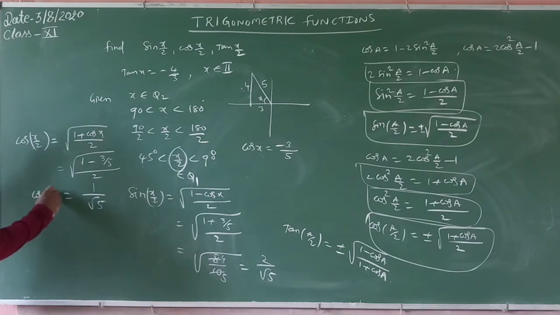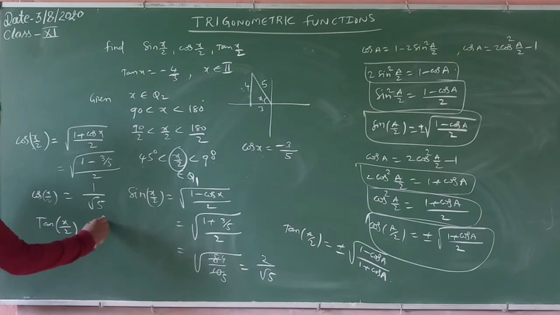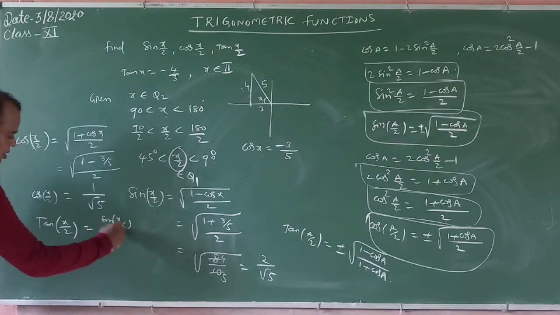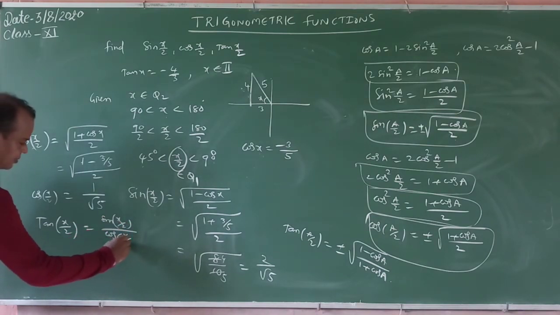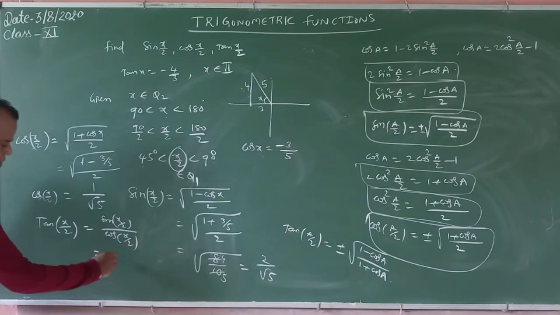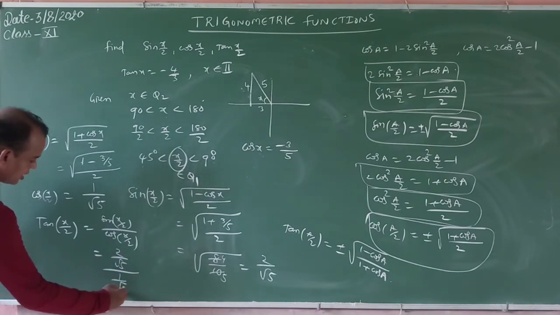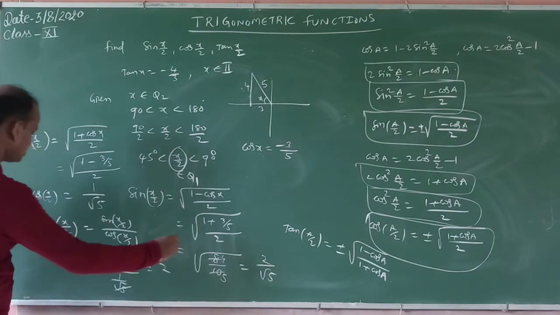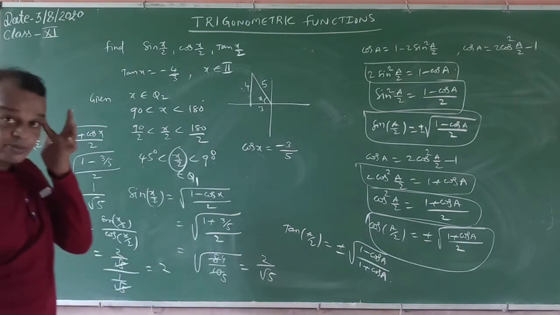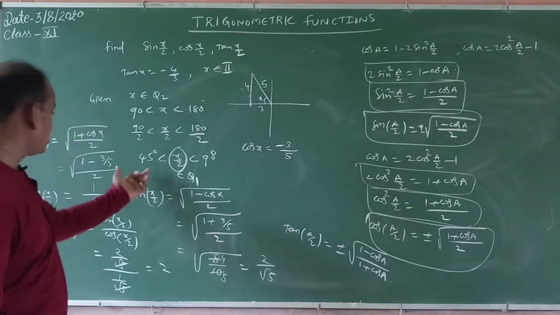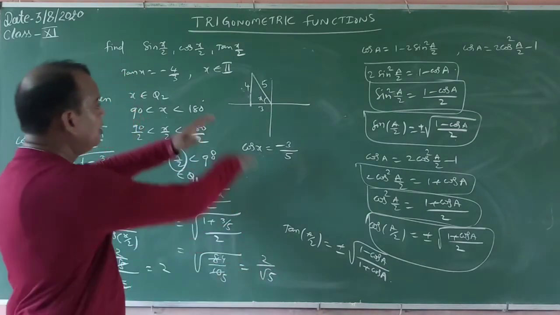Tan x by 2 means sin x by 2 by cos x by 2. Now sin x by 2 value 2 by root 5, by 1 by root 5. Root 5 cancels. What is the answer for tan x by 2? Tan x by 2 equals, are all positive or not? In the first quadrant all values are positive. We will do it in this way.